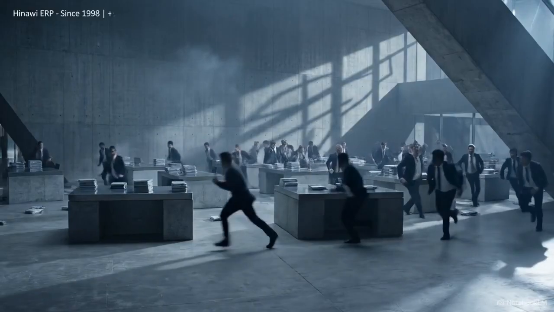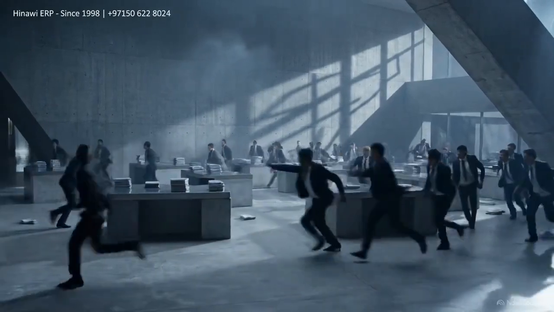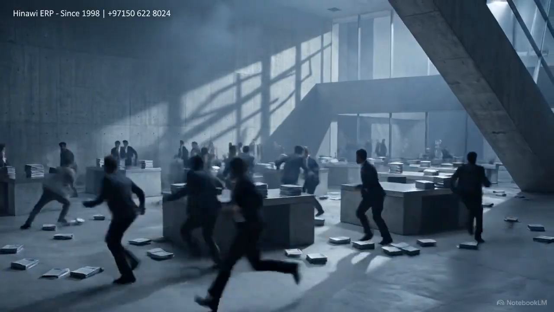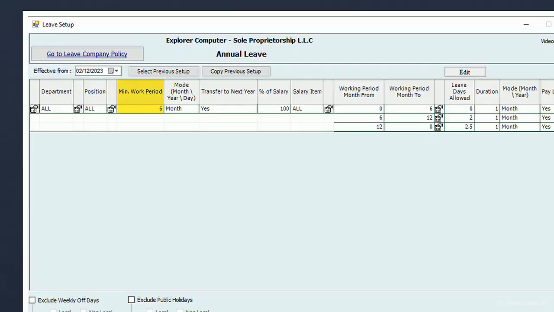Let's trace the chronological life cycle of an employee's tenure, starting by looking at the sheer chaos of day one. This column defines the minimum work period. It dictates exactly when a new hire is legally allowed to request time off.